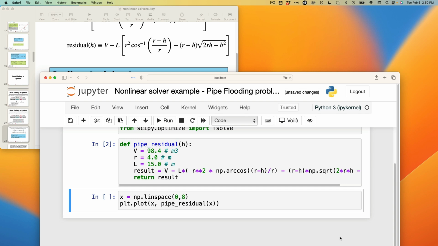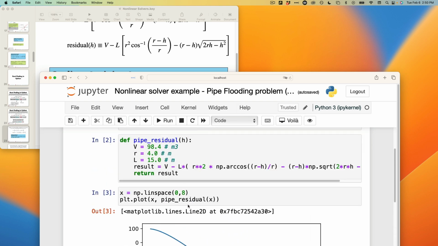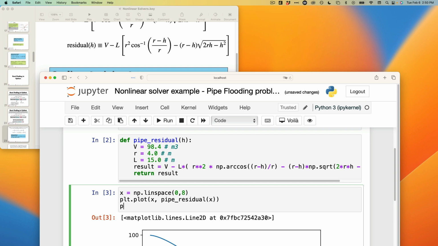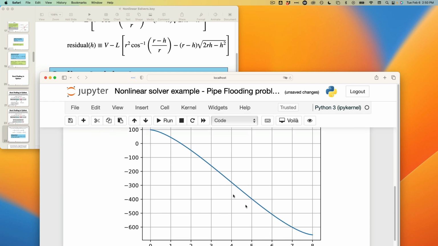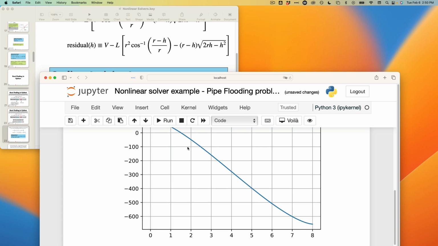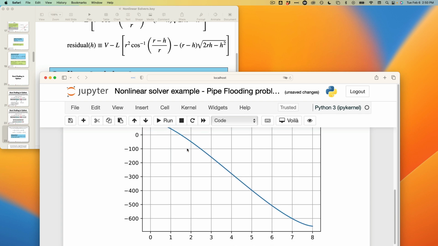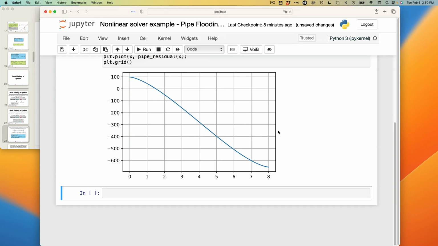So let's see. All right. Oh, perfect. Okay, so there's positive and negative values. So it tells me it does have a root. Let's add a grid, plt.grid. All right. Well, luckily, the grid shows the y equals 0 axis. And look at that. It looks like there is a root. So let's zoom out a little bit here or just expand this guy.